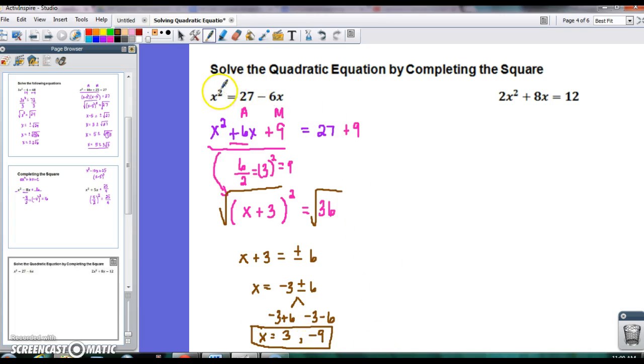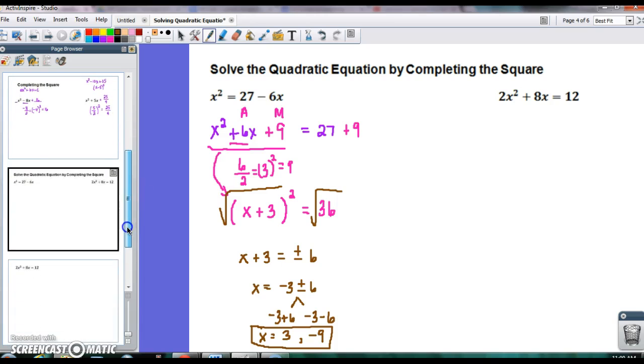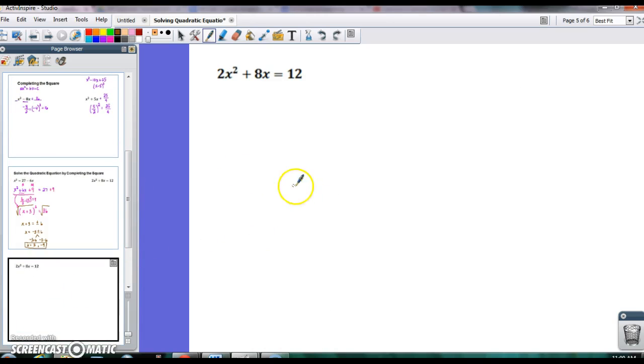Because it's a squared, because it's a quadratic, I should have two answers. Okay, that's what it means to solve by completing the square. Let's try another one. I'm going to actually do the second one on the next sheet, but it should be on the same sheet on your page.